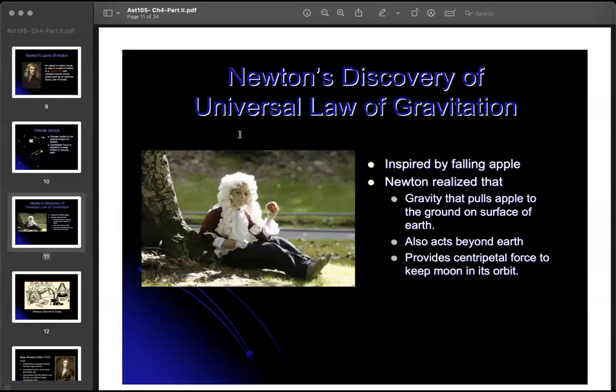And he came up with the formula which would describe how gravitation works. So his contribution was finding the universal law of gravitation. He took the gravity from the earth and he extended it to the moon, then he extended it to the sun, and he extended it to the whole universe.